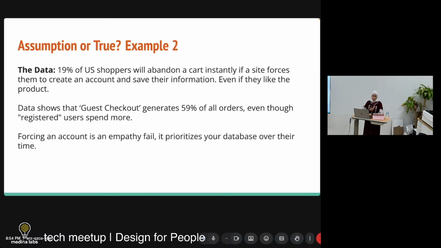I mean, they should not force the account. All right, so let's move to the next slide.